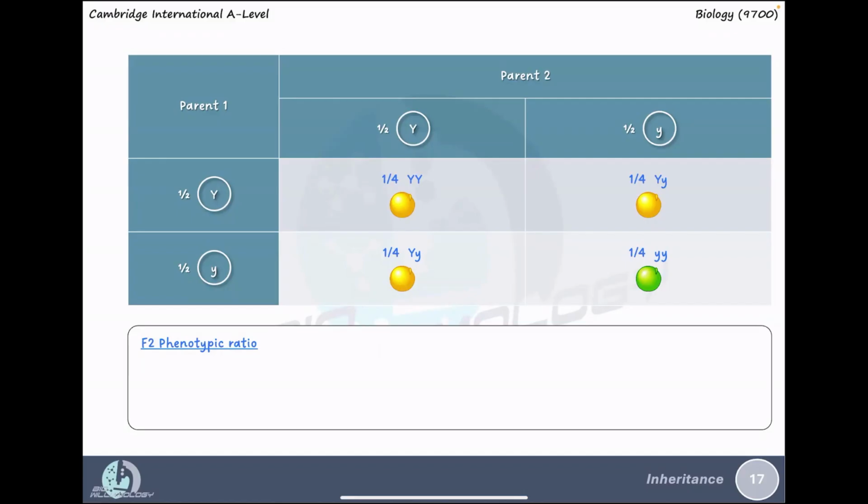So for the F2 phenotypic ratio, you can see yellow seed versus green seed. We have 3 times 0.25 or 1/4 and 1 time 1/4, resulting in this typical phenotypic ratio of 3:1.